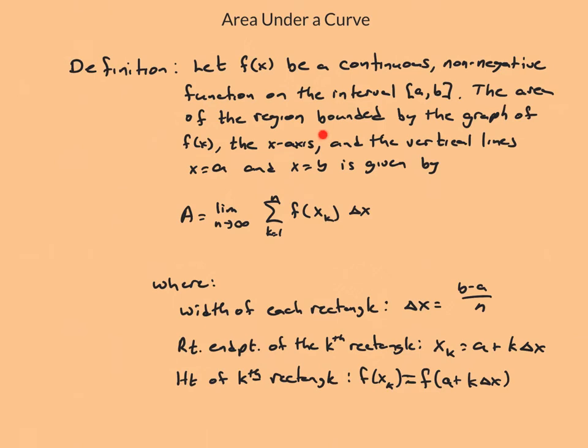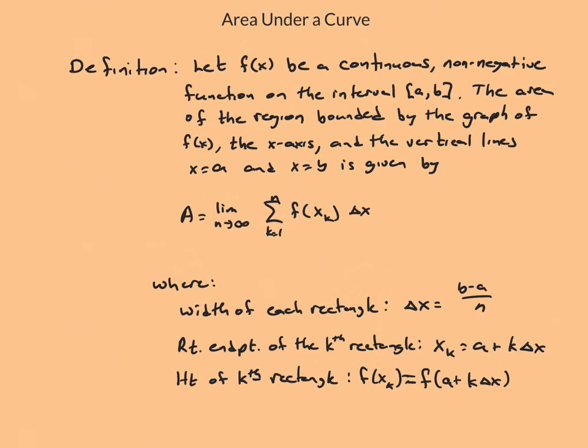The area of the region bounded by the graph of f of x, the x-axis, and the vertical lines x equals a and x equals b is given by: that area equals the limit as n goes to infinity of the sum as k goes from 1 to n of f of x sub k times delta x.